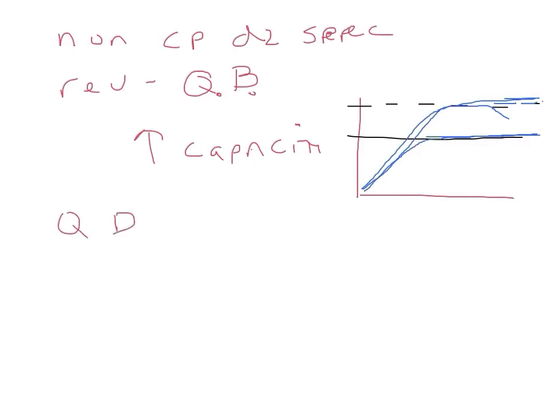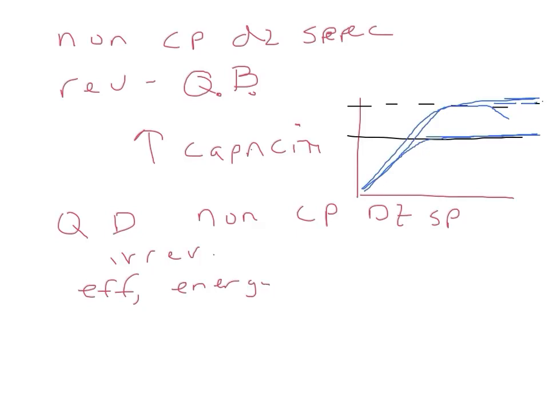Quadrant D is a non-cardiopulmonary disease-specific impairment that is irreversible, and here we set goals specifically related to efficiency, energy conservation, and increasing tolerance.